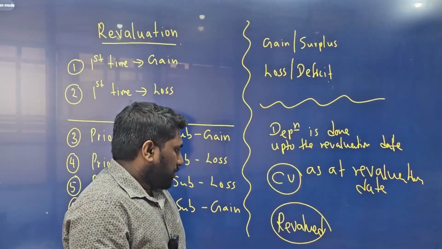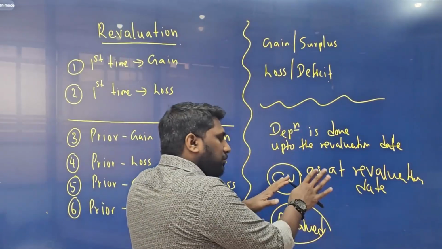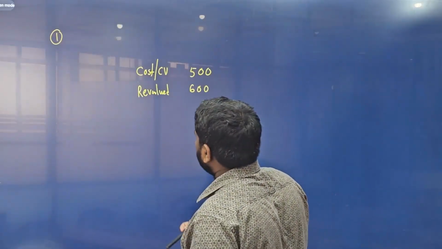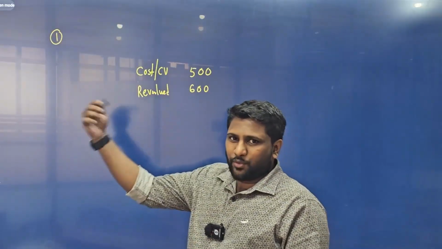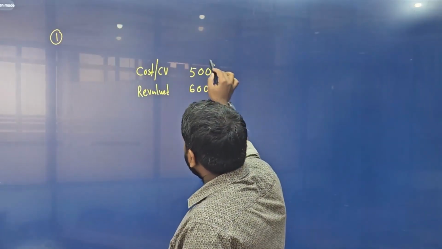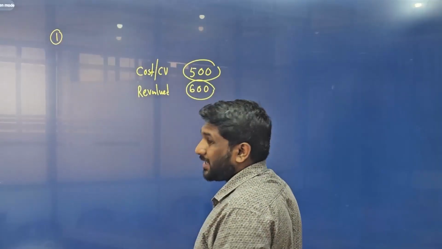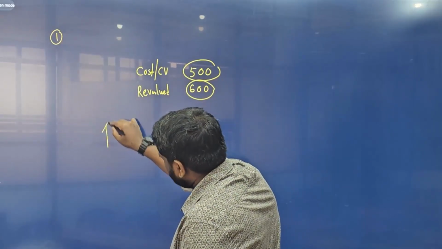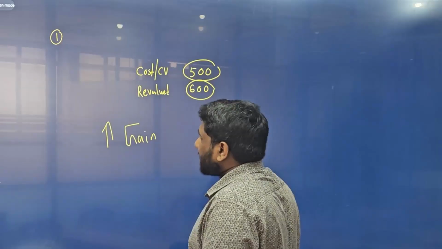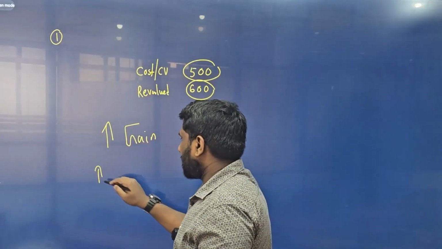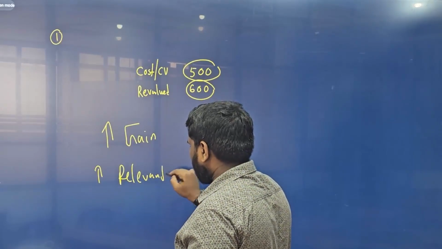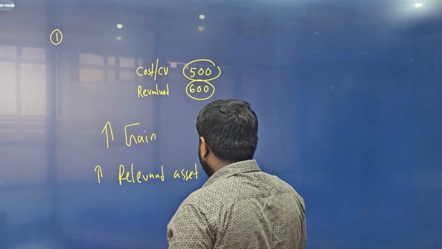After you calculate the carrying value as at revaluation date, let's see how to do the revaluation. Scenario number 1, prior revaluations were not there. You are the person who is doing the revaluation for the first time. You see here, the value of the asset is 500. It has gone up to 600. It has increased. So that means there is a gain. Then obviously the asset value should increase. So increase the relevant asset. That's the adjustment. So debit the relevant asset.